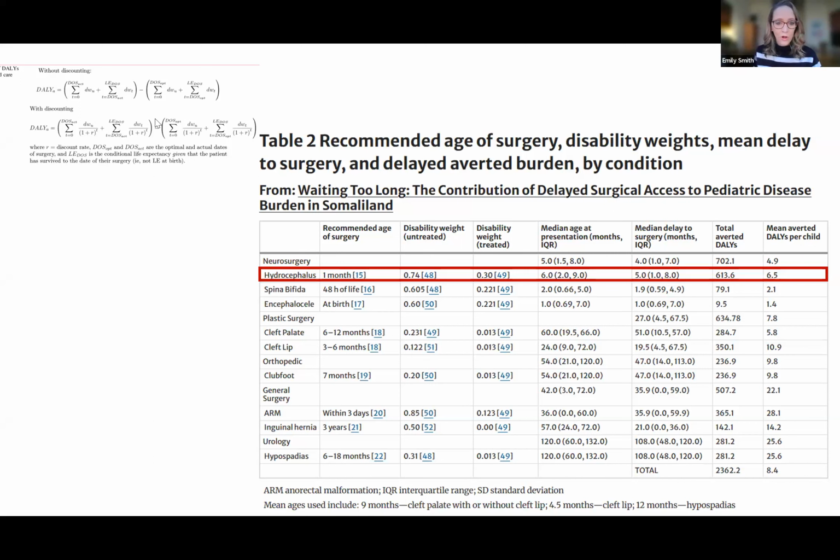So we did that for all of our conditions, for all of the kids. And you can see some of these delays are quite large. If you go down to cleft palate, there's a median delay of 51 months, which means if we don't take delays in care into account, we're actually underestimating the likely burden of these conditions for the kids.